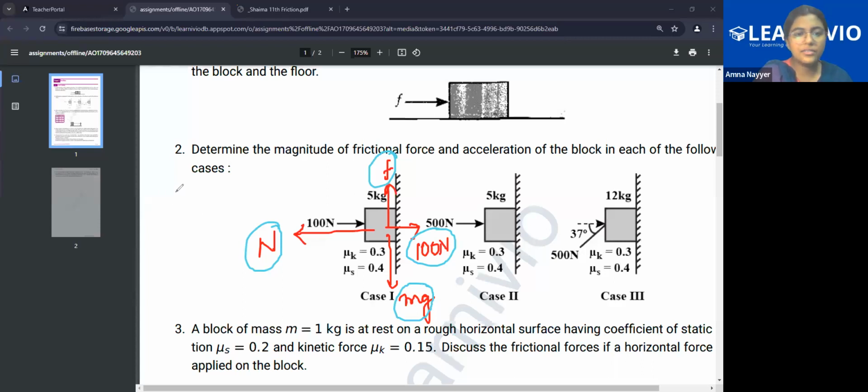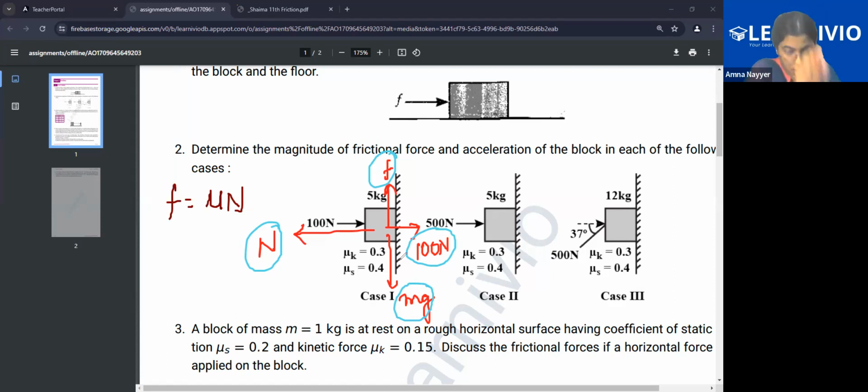Our frictional force is mu n. This is our frictional force, right? And mg we'll use to get acceleration. What is the formula of the frictional force? Mu n, right? The formula of the frictional force is simply mu n.